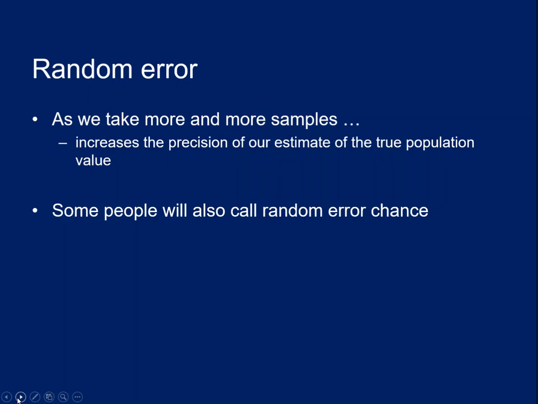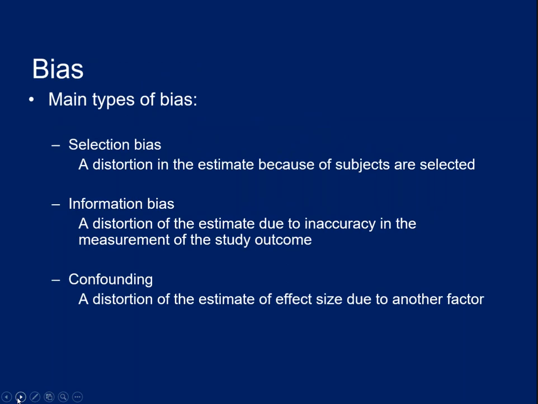Now, the other types of problems that creep into studies are bias. The main forms of bias are selection bias, and that occurs because we end up with a distortion of our estimate, be it the incidence of disease or an odds ratio, due to how we enrolled our subjects. Another form could be information bias, and that's a distortion of the estimate due to the inaccuracy in the measurement of the study outcome. So we might have used, for example, a very poor test.